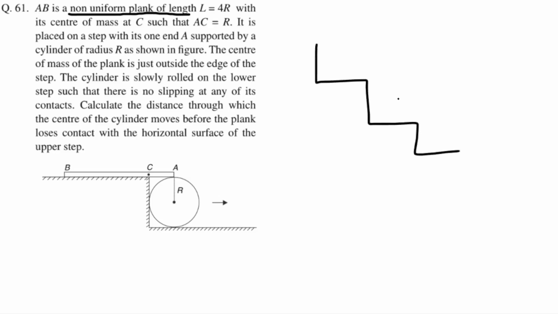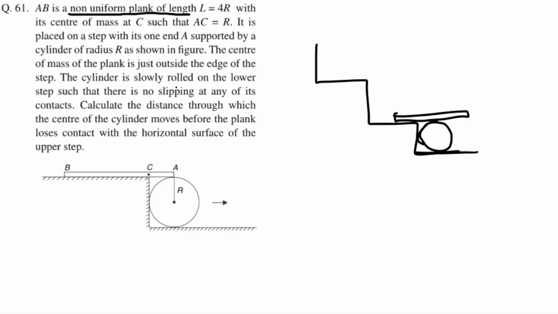So let us talk about the last step. Here is the plank kept, and then there is this cylinder. This cylinder is kept on this ground. So it is like this. The center of mass of the plank is just outside the edge of the step. So center of mass is just here.